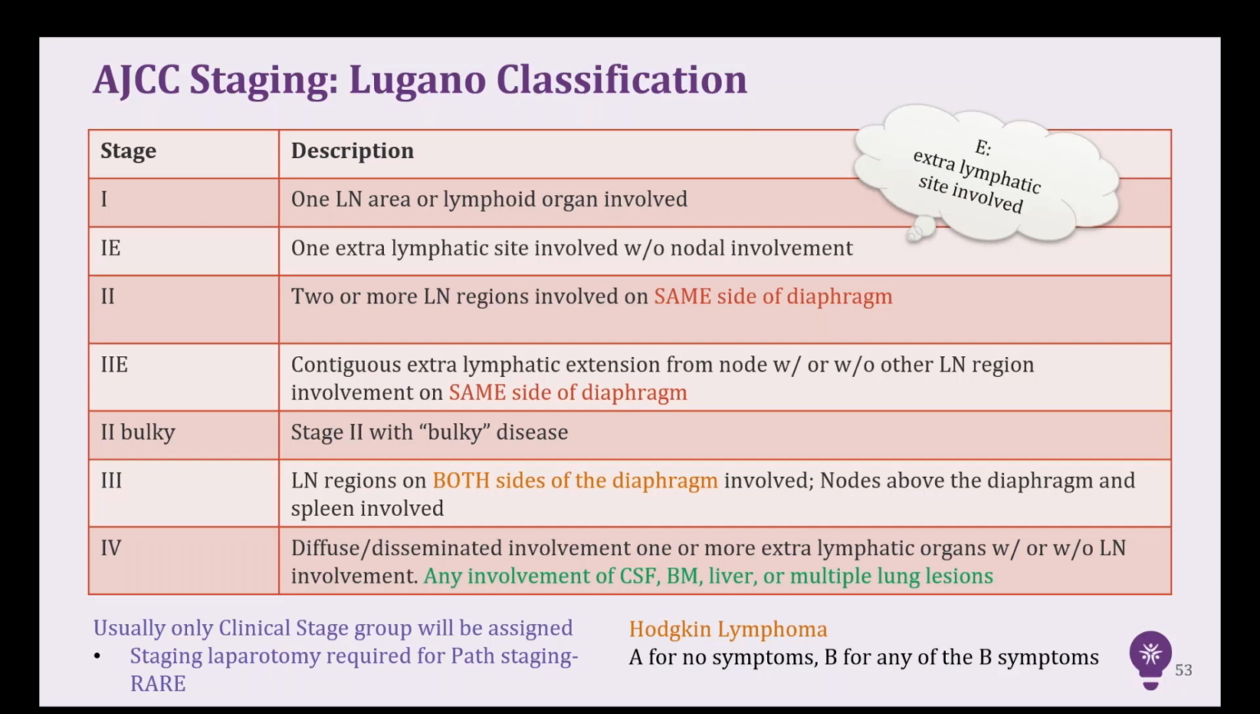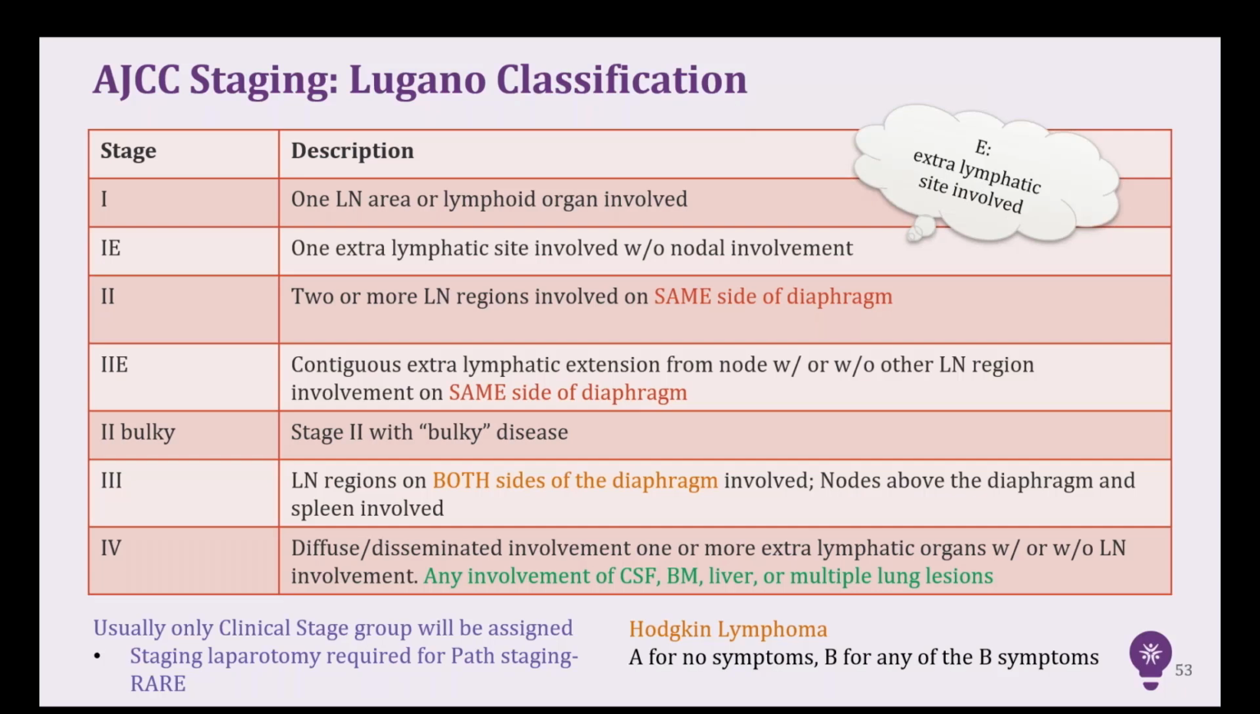Stage 2E includes a lymphoma with contiguous extralymphatic extension from a nodal site to on the same side of the diaphragm. If the lymphoma meets the criteria for stage 2 and is described as bulky, we'll consider that stage 2 bulky. Stage 3 is more advanced and it involves both sides of the diaphragm, either lymph node regions on both sides or the nodes above the diaphragm and the spleen are involved.